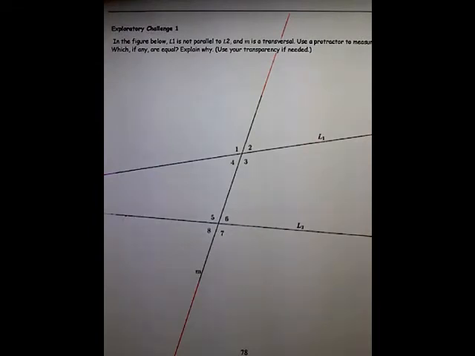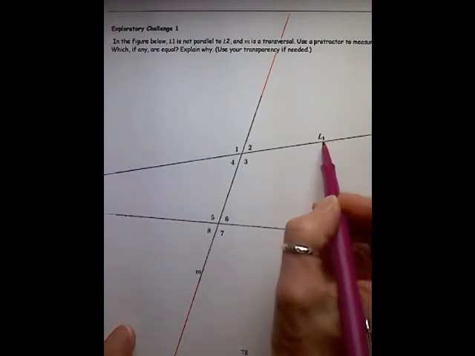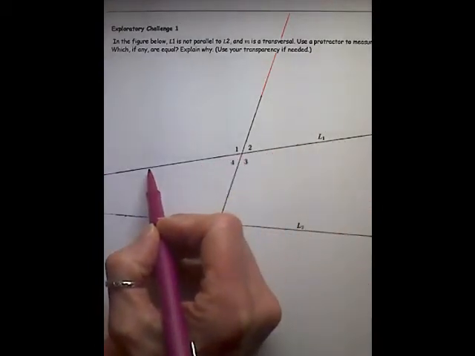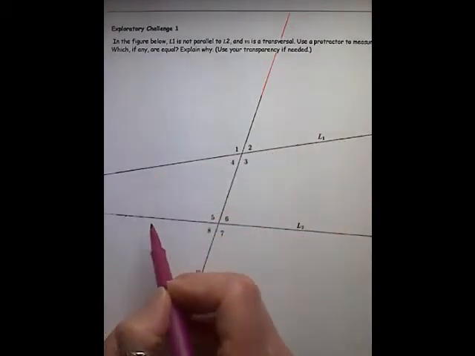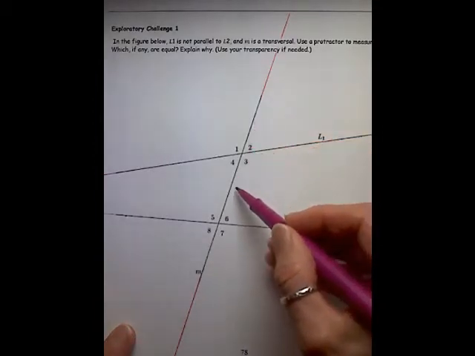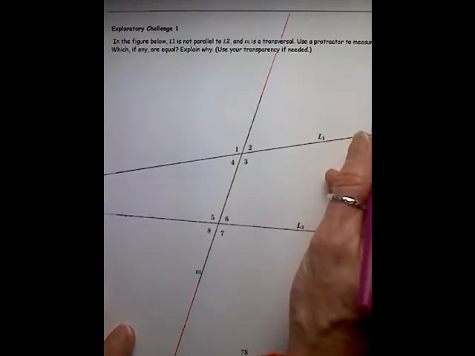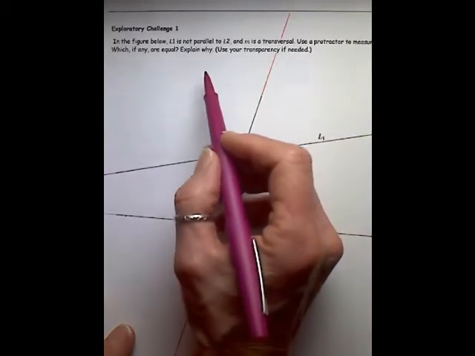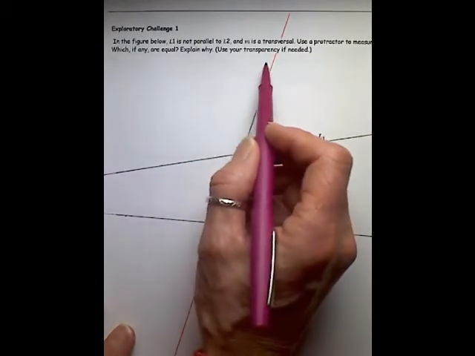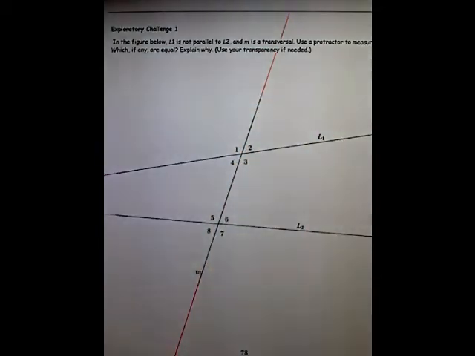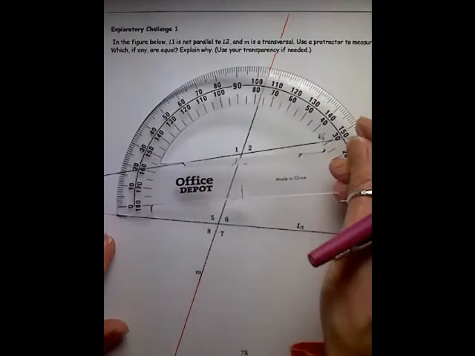In the figure below, line 1 here is not parallel to line 2 here. M is a transversal. Use a protractor to measure angles 1 through 8, which, if any, are equal, and explain why. Use your transparency if needed. So I'm going to demonstrate using your protractor to measure your angles.